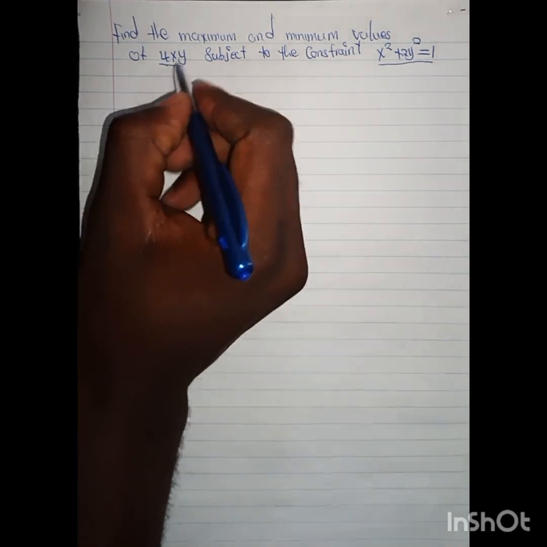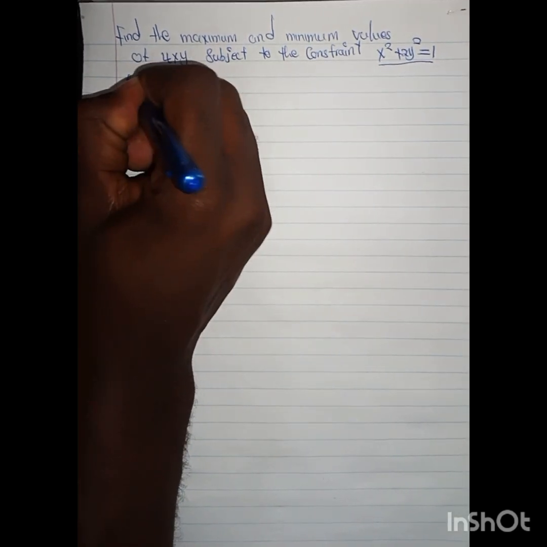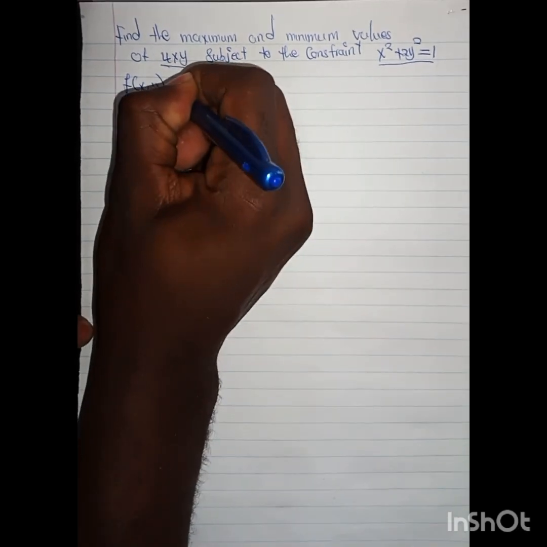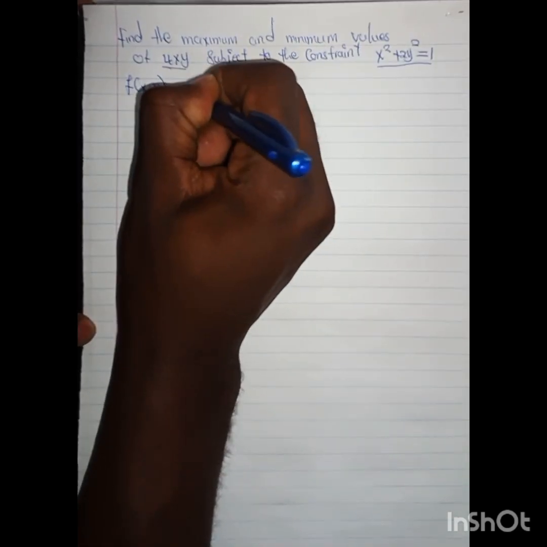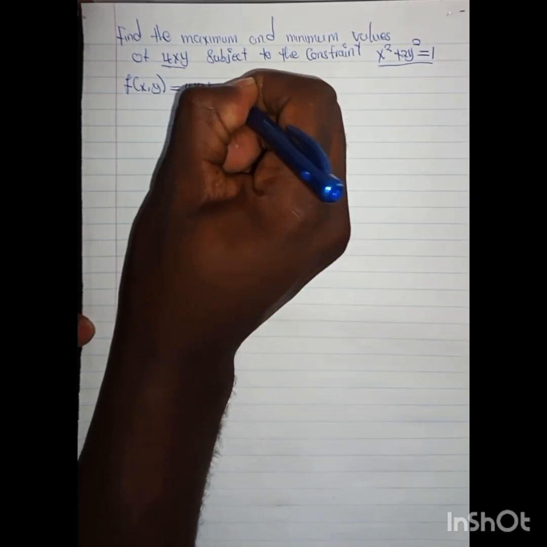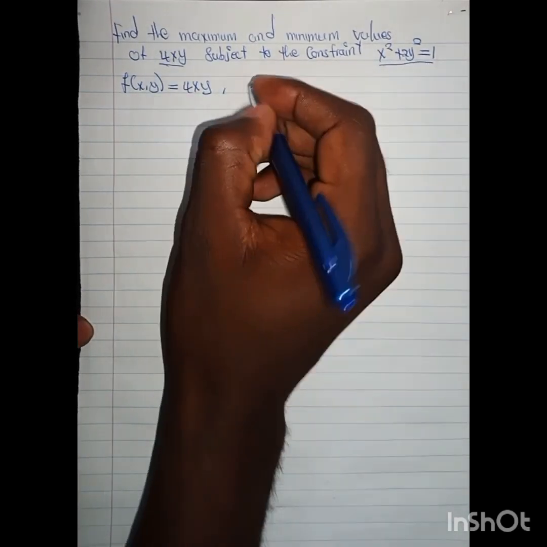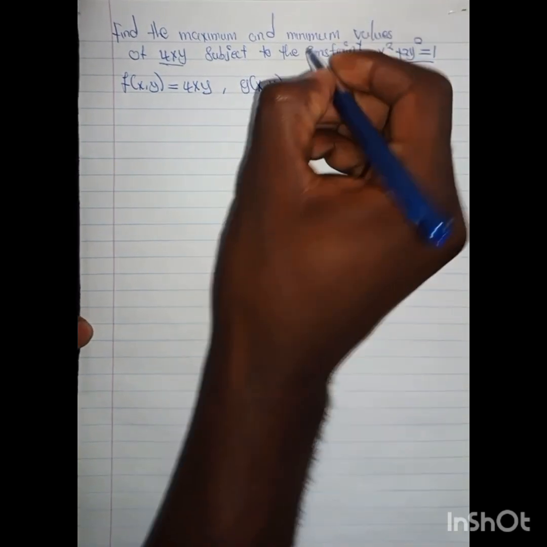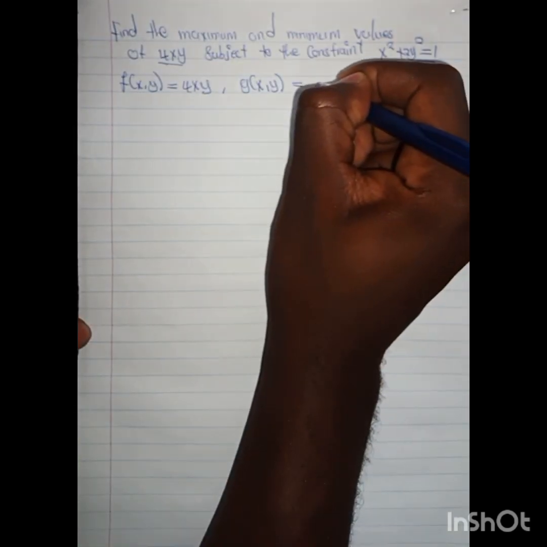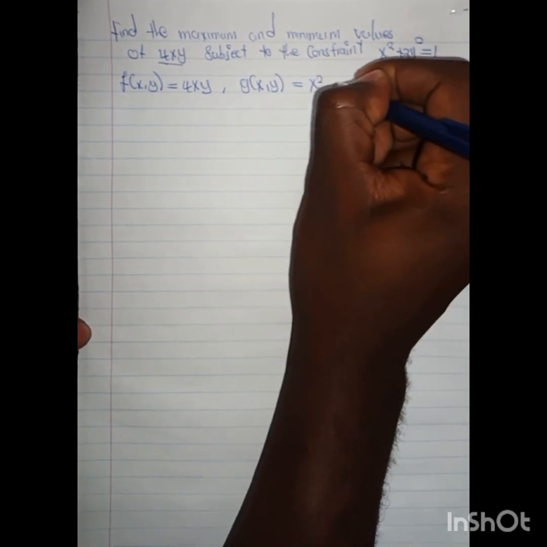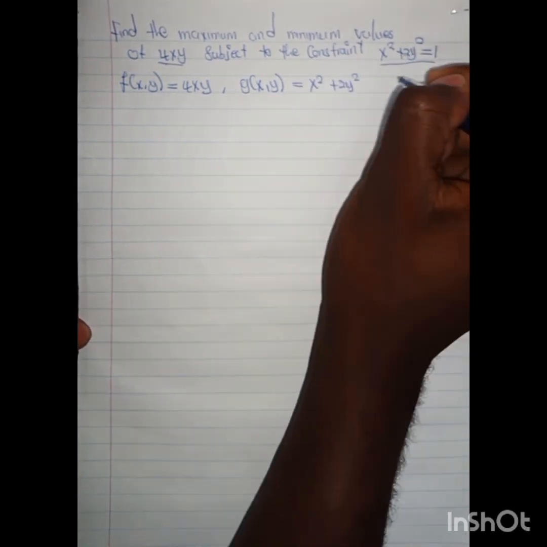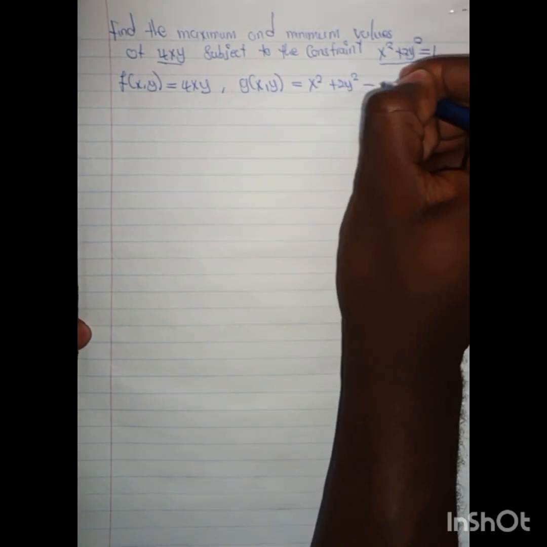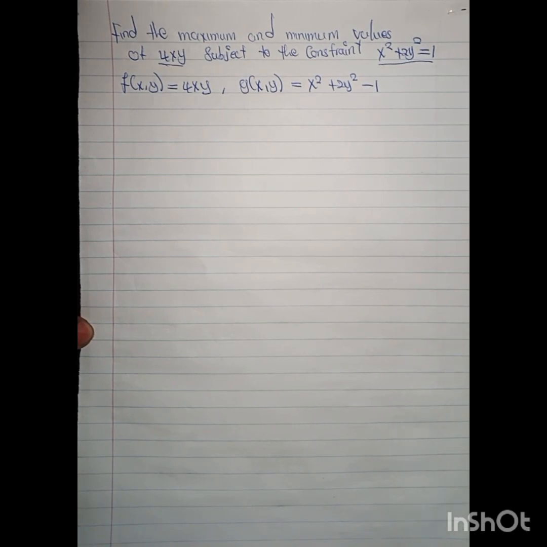And then we can call it a function f. And then this is 4xy. And then the constraint, let us call it g. So this is g, a function of x and y. And then our constraint will be x squared plus 2y squared, and then the constant on the right, always take it to the left. Then it means it's a -1.